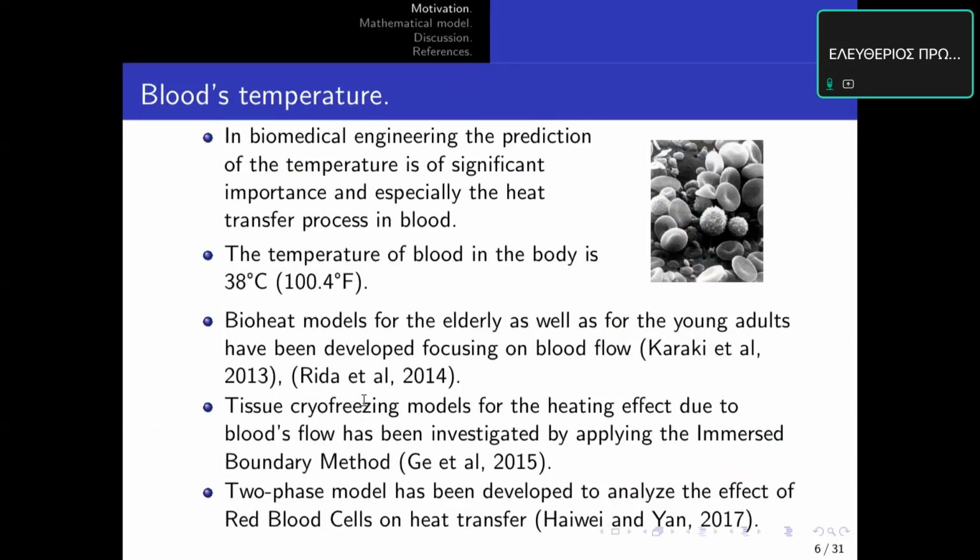First, heat models for the elderly as well as for young adults have been developed focusing on blood flow. This work was by Karaki and Rida and their colleagues. Tissue cryofreezing models for the heating effect due to blood flow have been investigated by applying the immersed boundary method by Ge and his colleagues. Last, a two-phase model has been developed to analyze the effect of red blood cells on heat transfer by Huawei and Yang.